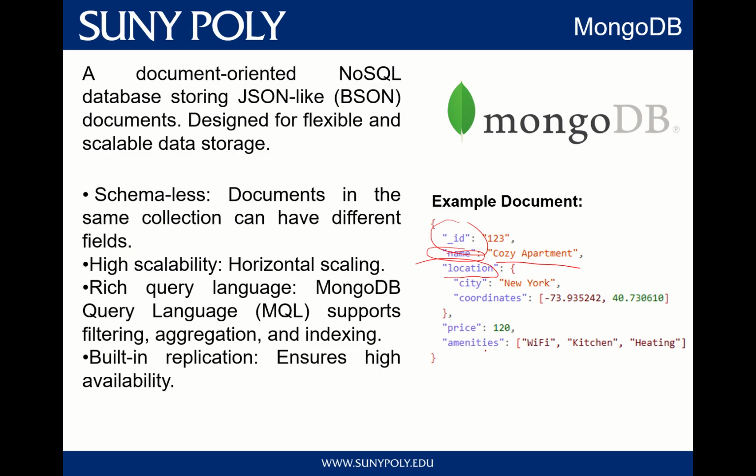Okay, so same thing with amenities. Here you have a list with different values. That's not possible when using a table.